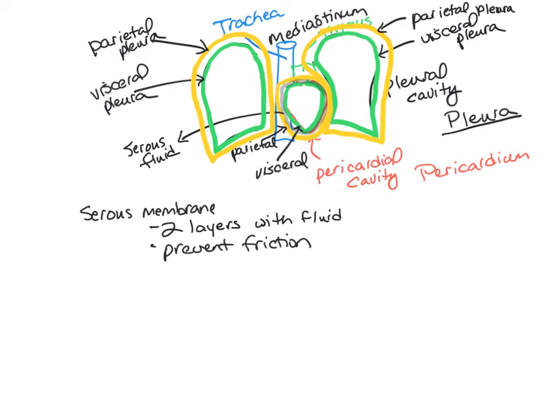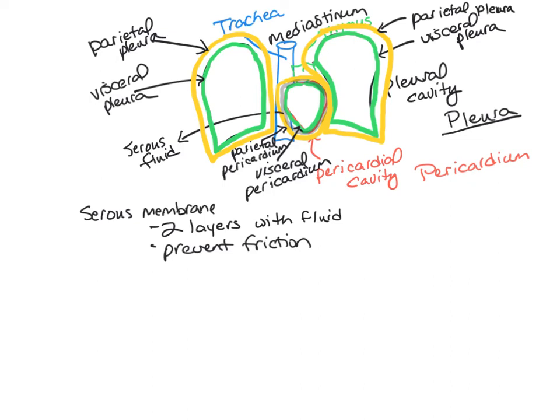Then when we look at the heart, which is in the pericardial cavity, we can look at the serous membrane there as well. So there's the visceral pericardium. That is the serous membrane layer that's in direct contact with the heart. And there's the parietal pericardium, and that's the serous membrane layer that surrounds the visceral pericardium. So that's the one that surrounds or outlines the pericardial cavity.